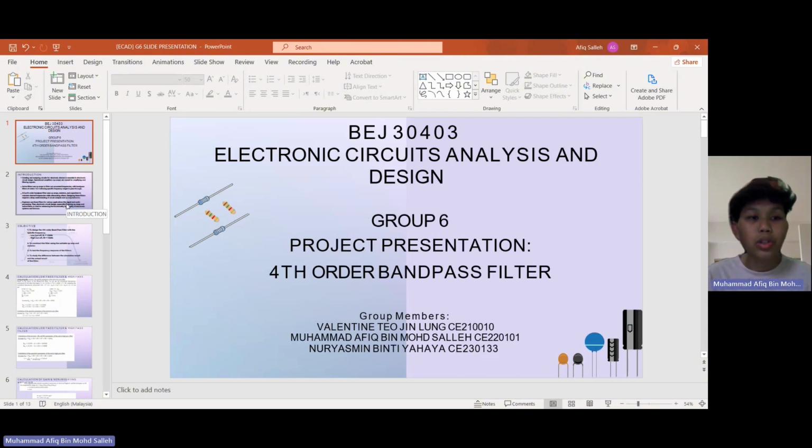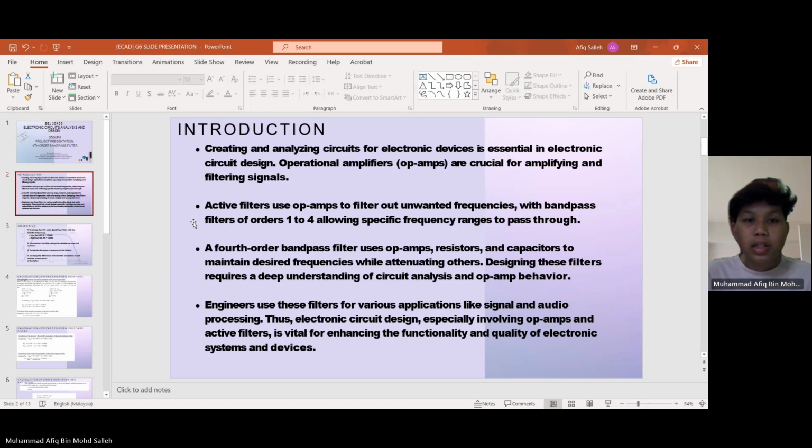I will go to the introduction first. Creating and analyzing circuits for electronic devices is essential in electronic circuit design. Operational amplifiers are critical for amplifying and filtering signals. Active filters use op-amps to filter out unwanted frequencies, with a bandpass filter allowing a specific frequency range to pass through. A fourth-order bandpass filter uses op-amps, resistors, and capacitors to maintain the desired frequency while attenuating others.